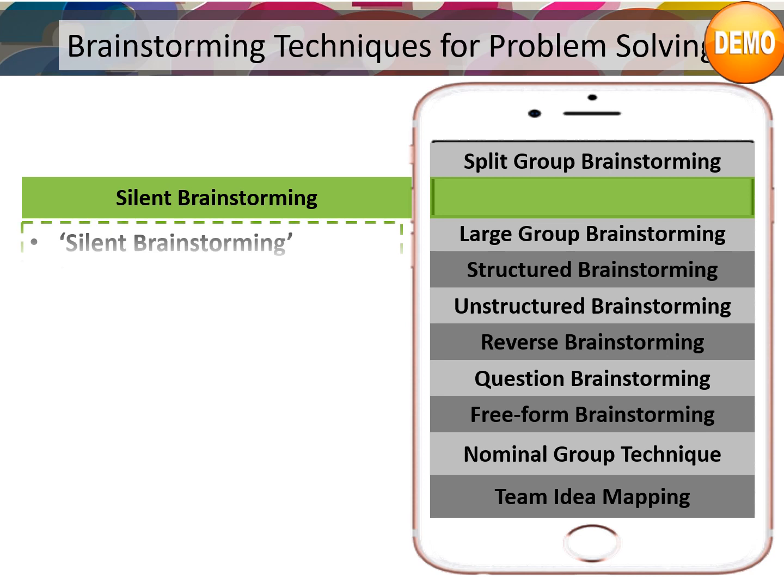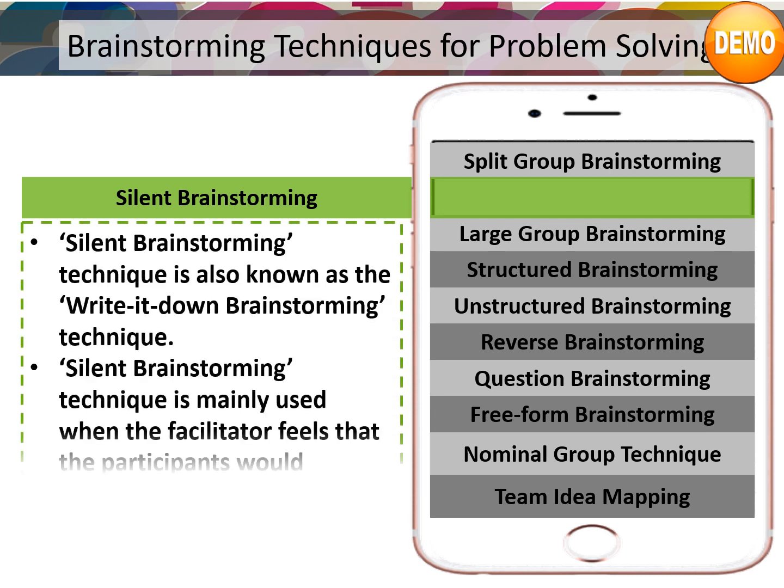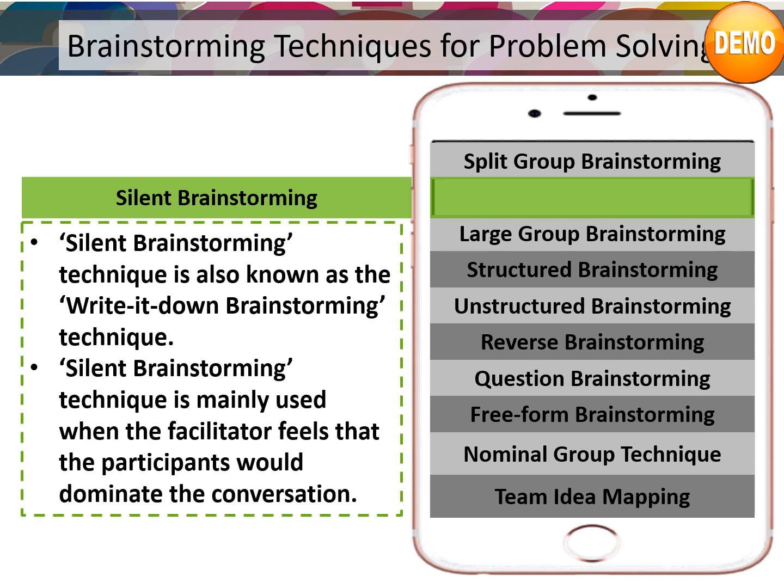Silent brainstorming. Silent brainstorming technique is also known as the write-it-down brainstorming technique. Silent brainstorming technique is mainly used when the facilitator feels that if the participants were allowed to openly speak about their ideas, then some members would dominate the conversation. This technique is very useful when you want to ensure that each one of the participants presents ideas or opinions and to control the conversation, or when a sensitive topic is being brainstormed.